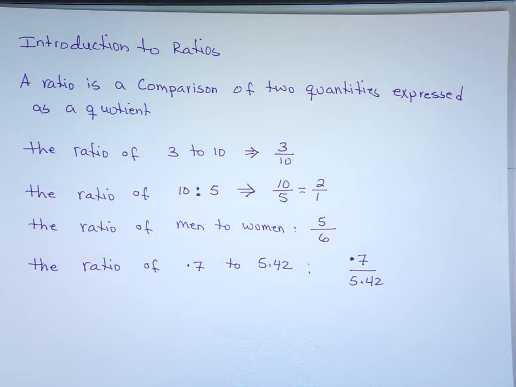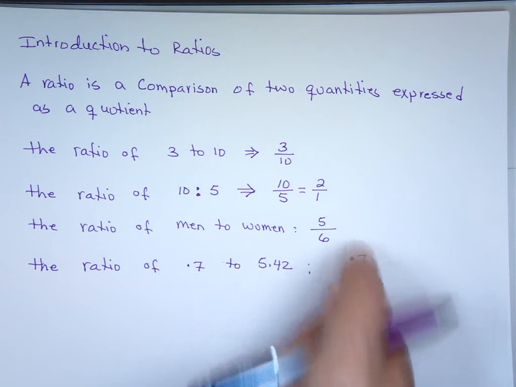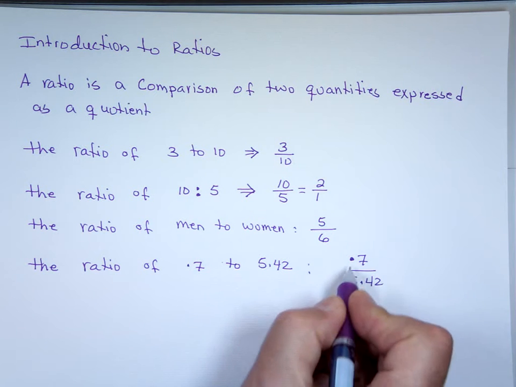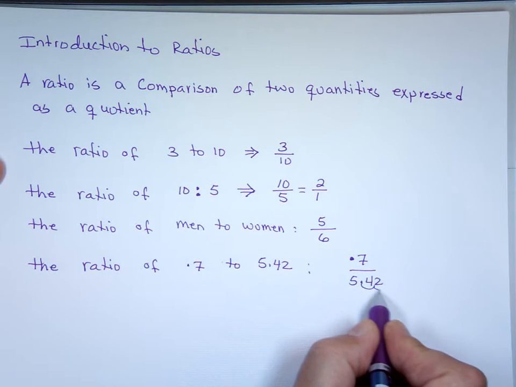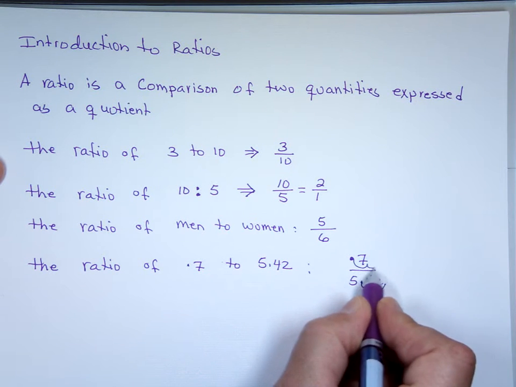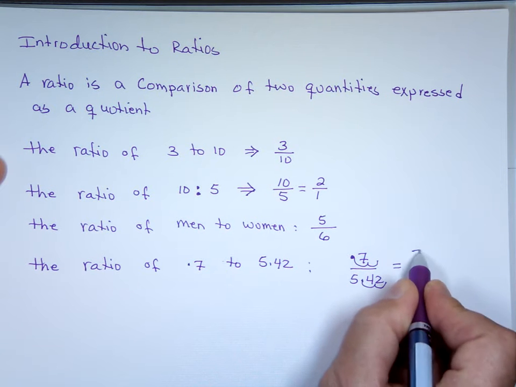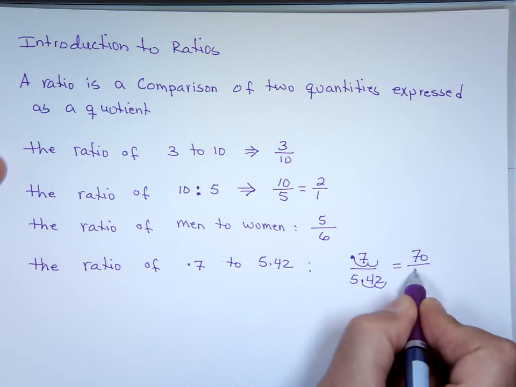Yes, go ahead. Move the decimal point. How many places? 2 places. Why? Because both numbers have to be a whole number. If you move this 1 place, that's still 55.2. So I got to move this 2 places to make it a whole number. I got to move that 2 places. So that would be what? 70 over 542.